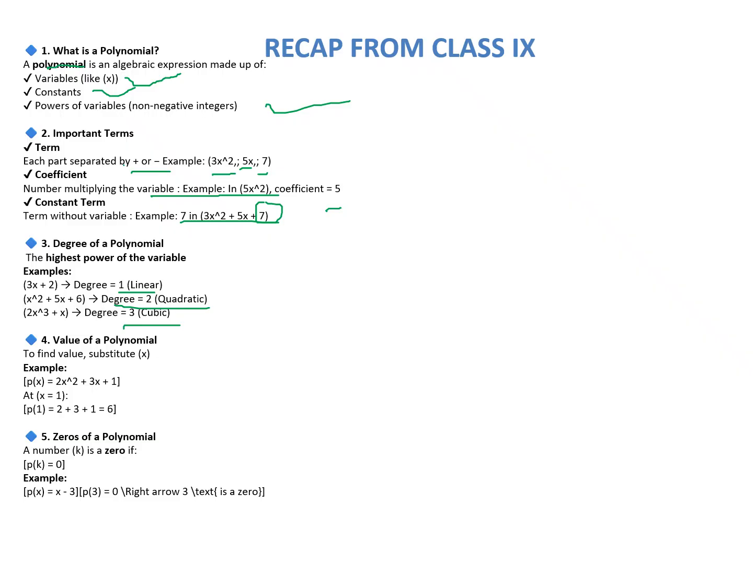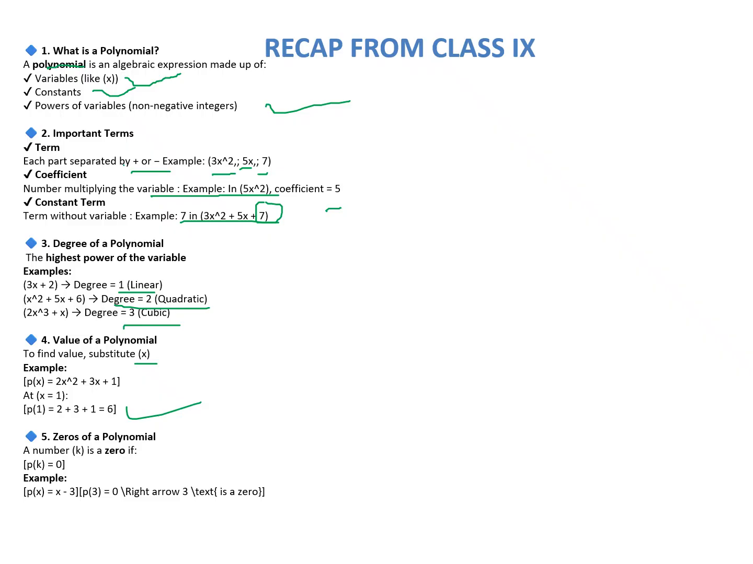The value of the polynomial is basically derived by substituting a value of x in the given equation. For example, let's say we have the polynomial 2x squared plus 3x plus 1. If we have to find the value, then we do a substitution where we substitute the value of x equal to 1, and then we'll get the value aligned to that particular polynomial.